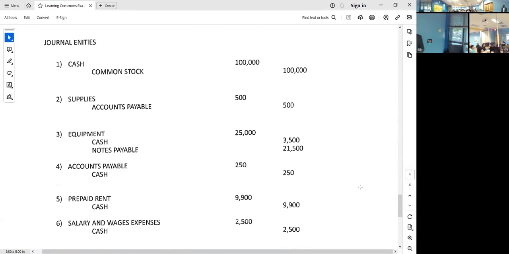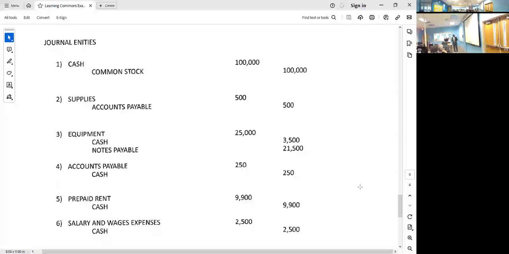So in that case, how many of y'all get this so far? Y'all all right with this? Good. You got cash coming in. Of course, common stock goes up, cash goes up.